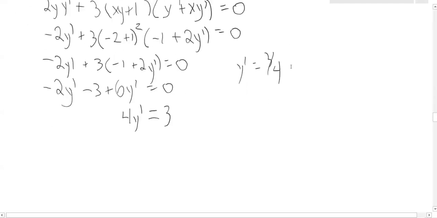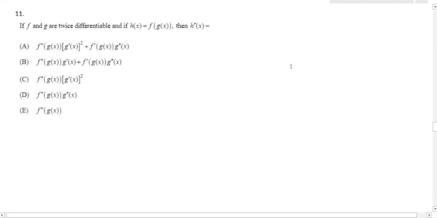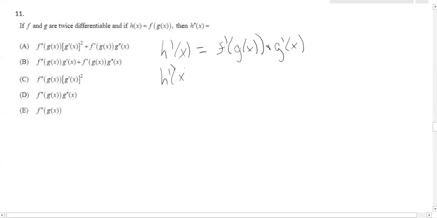Okay? Now, moving along, number 11. If f and g are twice differentiable functions and h equals f of g, then h double prime equals, well, you got to find the second derivative, you got to find the first derivative. So h prime, this is a chain rule because it's f of g of x, not f times g of x. So it's the derivative of the outside at the inside times the derivative of the inside, g prime. The second derivative, we got to do a product rule and a chain rule because you have the f prime of g times the g prime. So here we go.